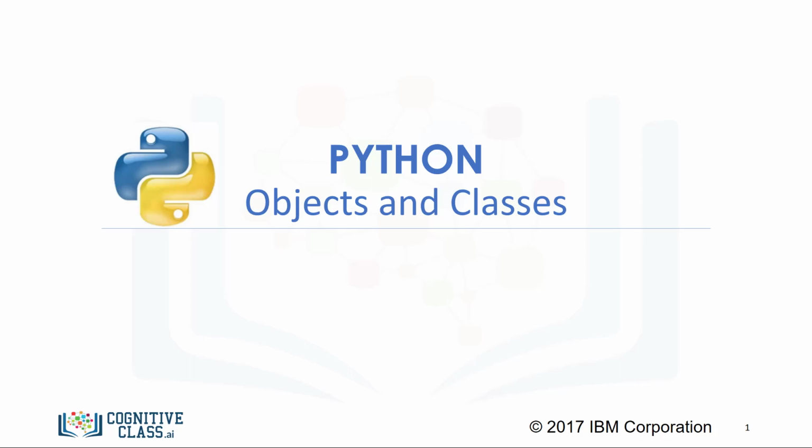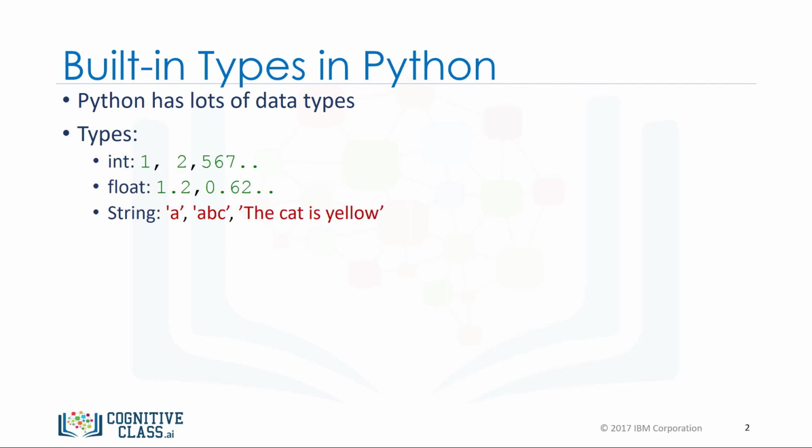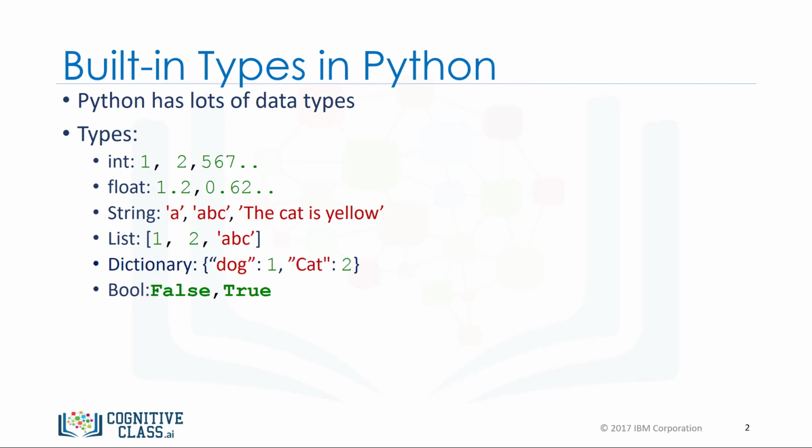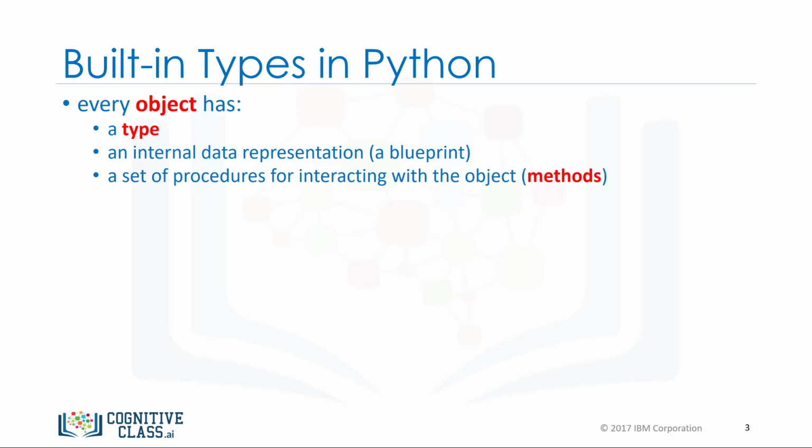In this module, we are going to talk about objects and classes. Python has many different kinds of data types: integers, floats, strings, lists, dictionaries, booleans. In Python, each is an object. Every object has the following: a type, internal representation, a set of functions called methods to interact with the data. An object is an instance of a particular type.